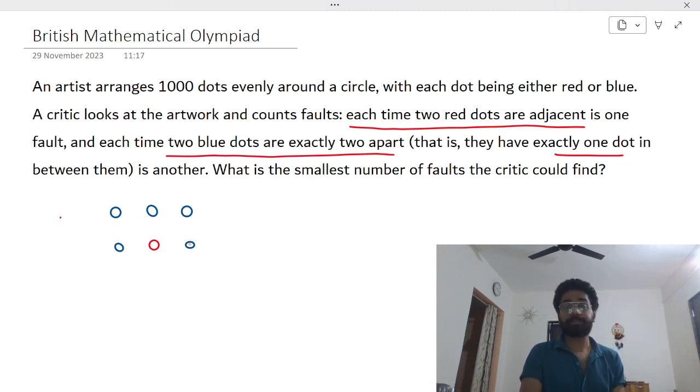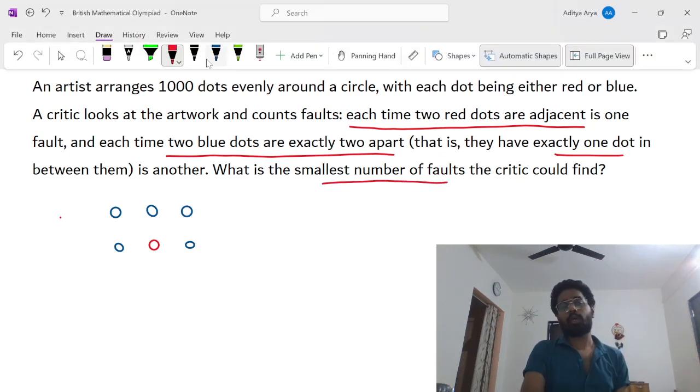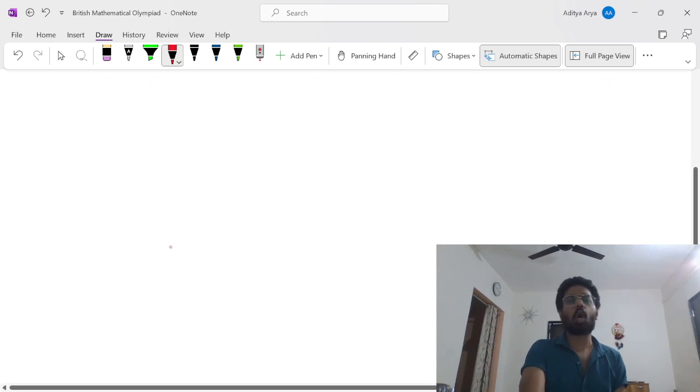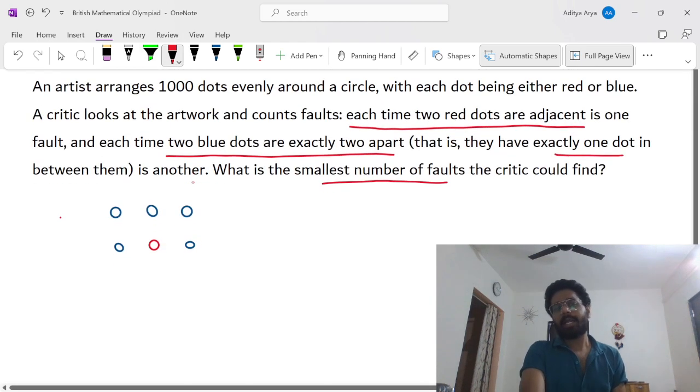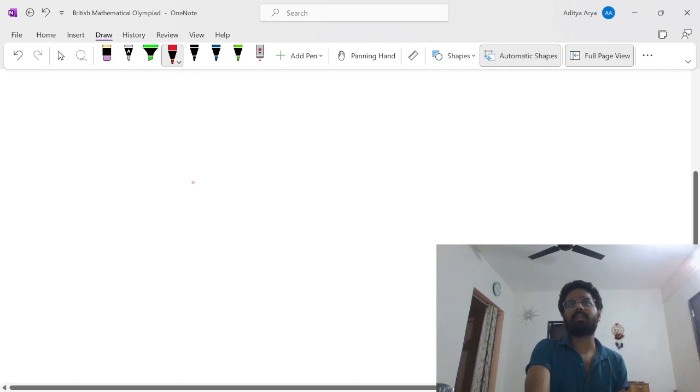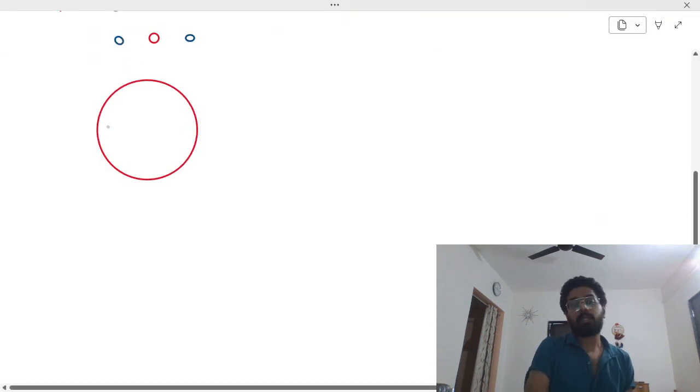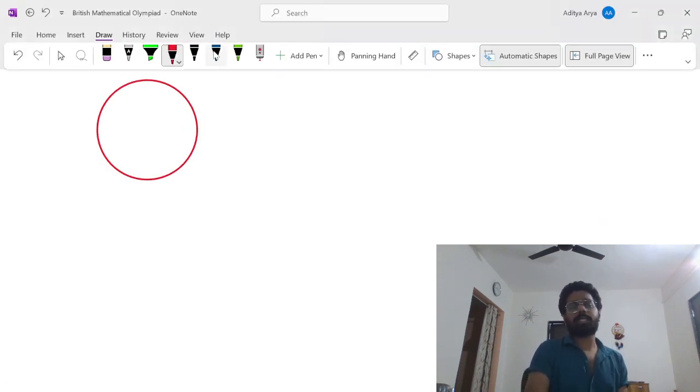All right guys, now what we have to find is the smallest number of faults a critic could find. So I need to think over all the possibilities, and let's suppose all of them are red dots. Instead of thinking of 1,000, we can start with a few, say six. Maybe we can come to some conclusion. So let's work on six.